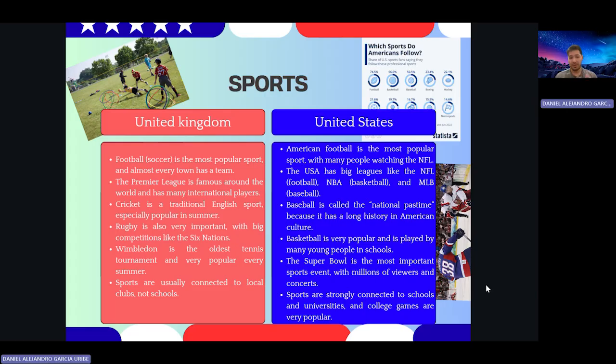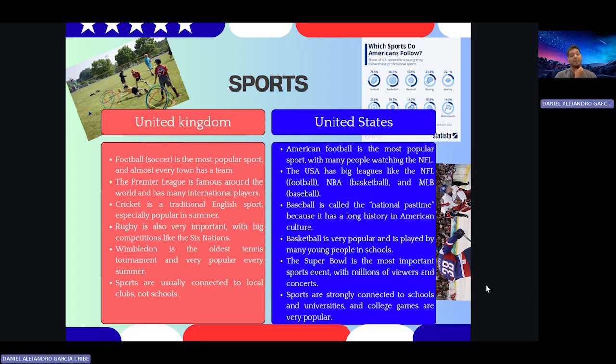Also, in the United Kingdom it is different because they focus on soccer, right? Also, cricket is a traditional English sport, especially popular in summer. Rugby is also very important with big competitions like the Six Nations, right? Wimbledon, which is tennis, is the oldest tennis tournament and very popular every summer.